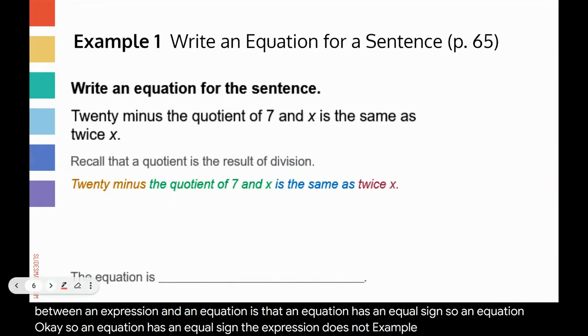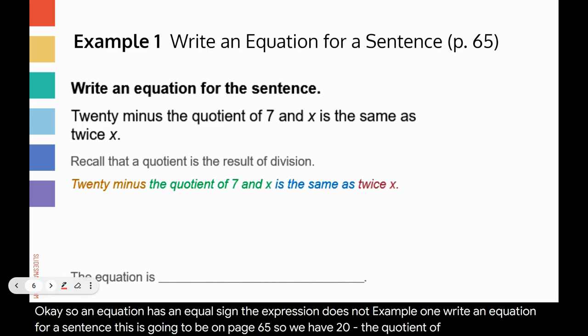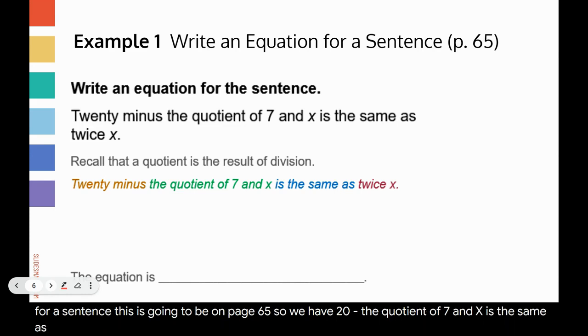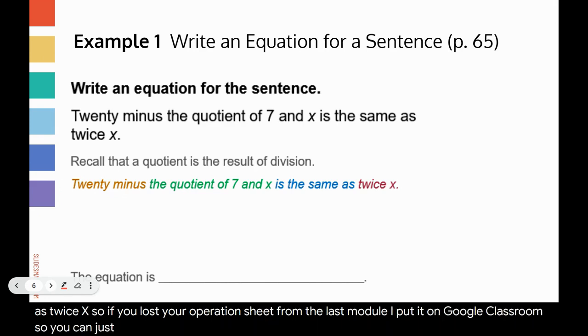Okay, example 1, write an equation for a sentence. This is going to be on page 65. So we have 20 minus the quotient of 7 and x is the same as twice x. So if you lost your operation sheet from the last module, I put it on Google Classroom, so you can just open it in Google Classroom if you need it when you're doing the practice.